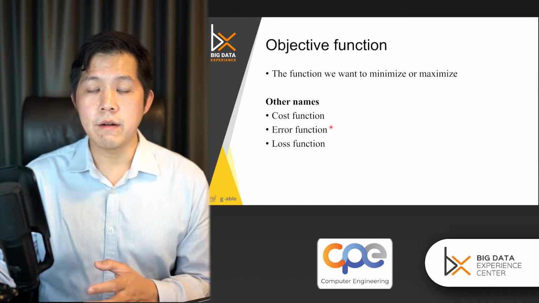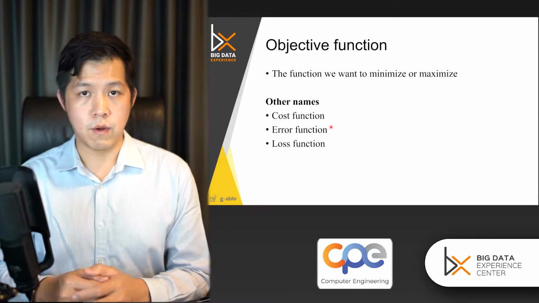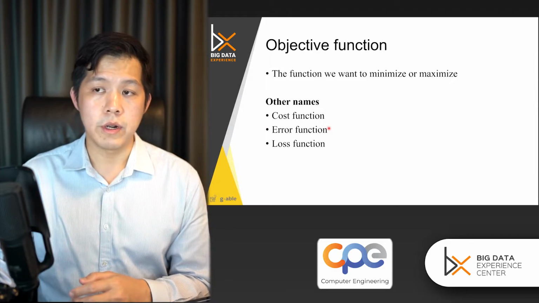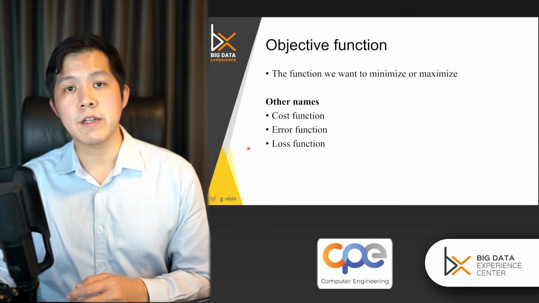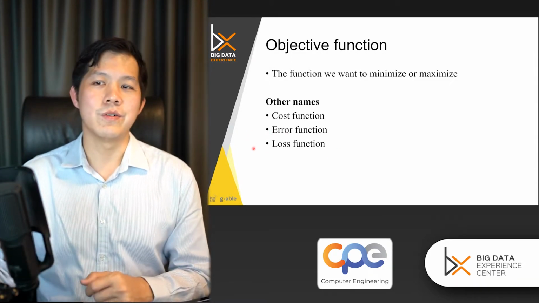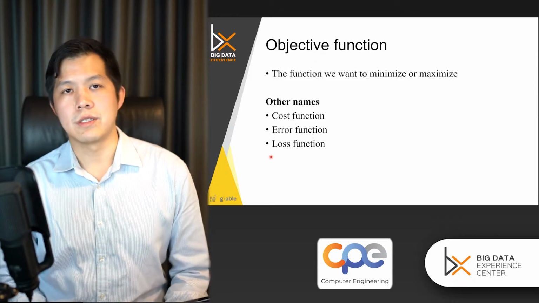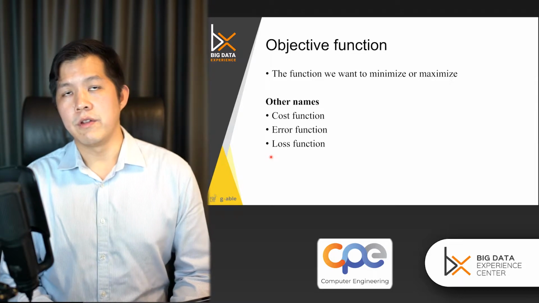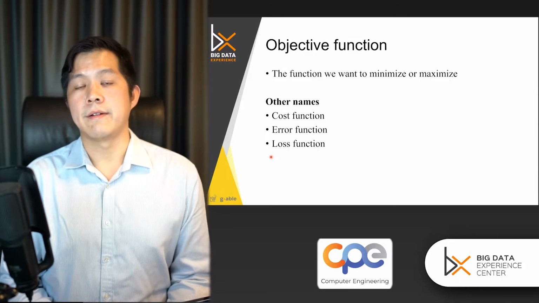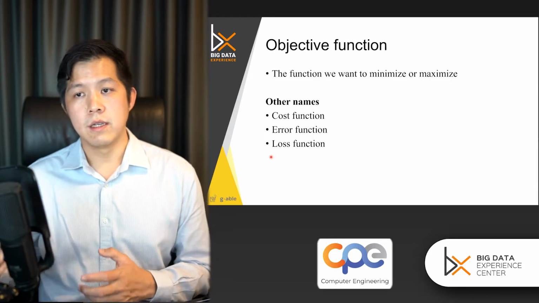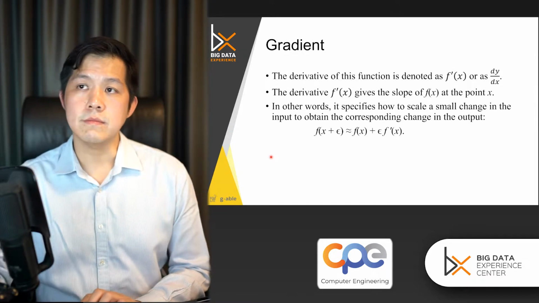It can be an error function, which defines the difference between the predicted value of the model and the actual values. It can be defined as the loss function, which actually is similar to an error function here, but more towards categorical loss, that when you predict as one class, how good is that? So you can define it as a loss function. And we will take a look at that today for logistic regression.